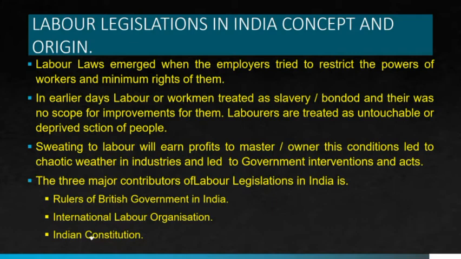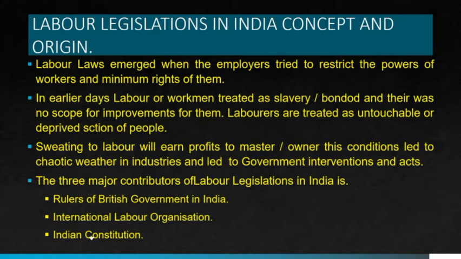The master could deprive or use the labor as slavery, and do whatever they wanted with whoever worked under them. In earlier days, labor or workmen were treated as slaves or bonded, and there was no scope for their improvement. Laborers were treated as untouchable or a deprived section of people. Sweating labor earned profit for the master or owner.